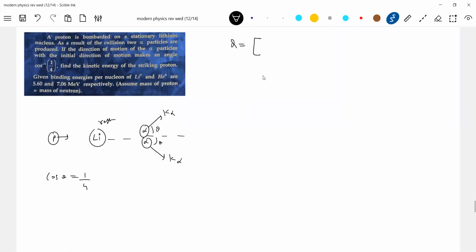binding energy. Lithium, how many will be there? Okay. Helium, no? Okay, 7 will be there, no? So 7 into 5.6, minus, so helium there are 2 into 4 into, then binding energy per nucleon, 5.6 mega electron volt.